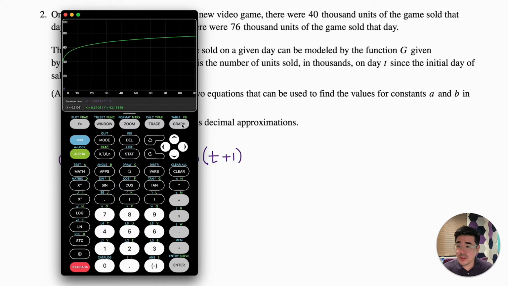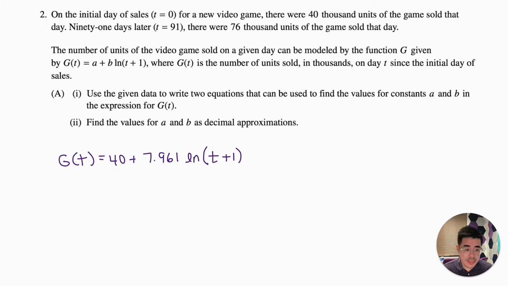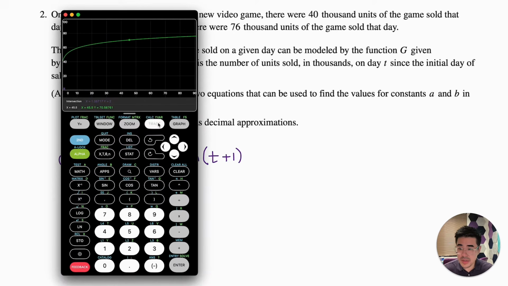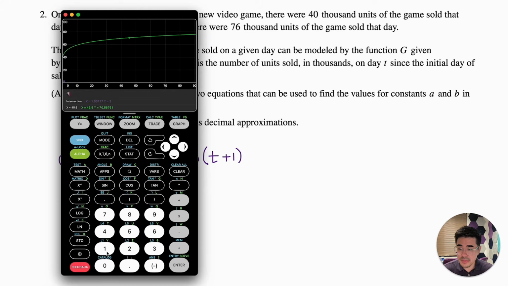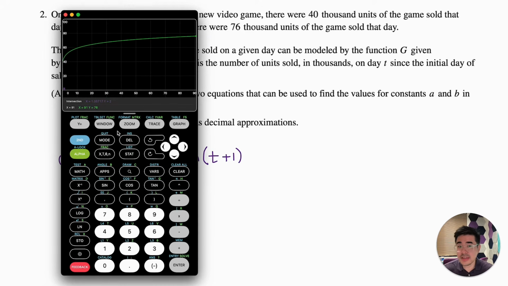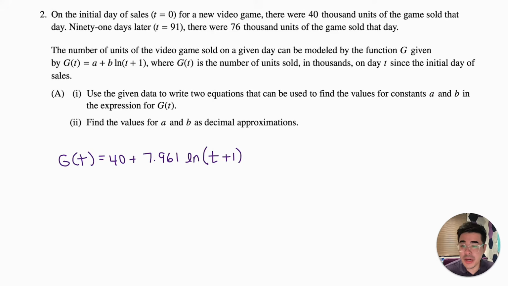graph. And so when I plug in 0, I should get out 40. Let's see if I do. I do get out 40. And then when I plug in 91, I should get out 76. So I'm going to trace, and then 91, and see if that works. And I got 76. So I did do my function appropriately by shifting everything 1 over to the right.